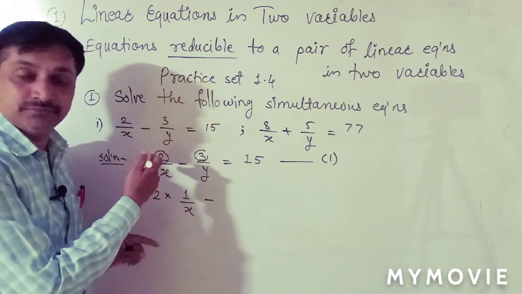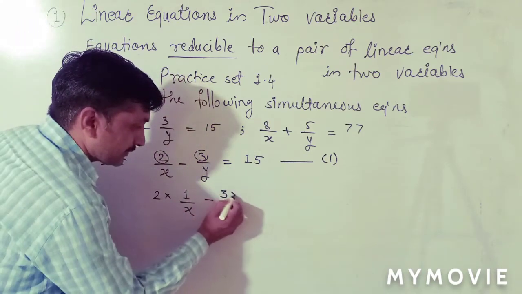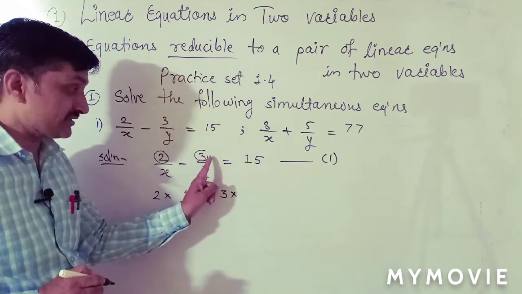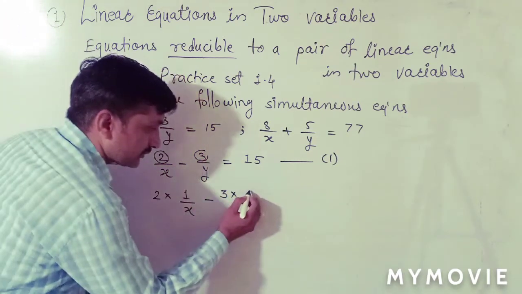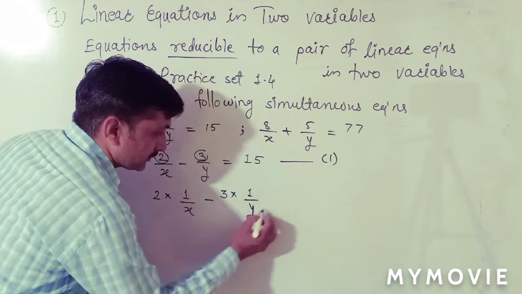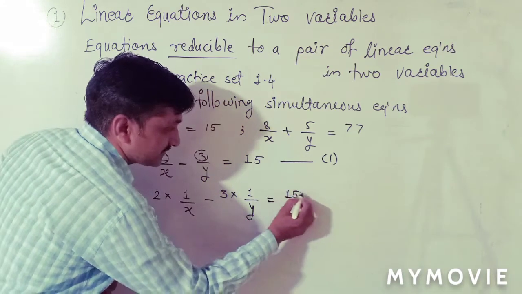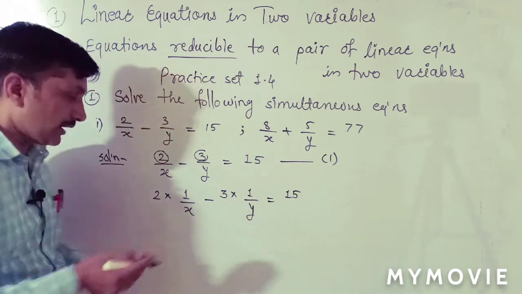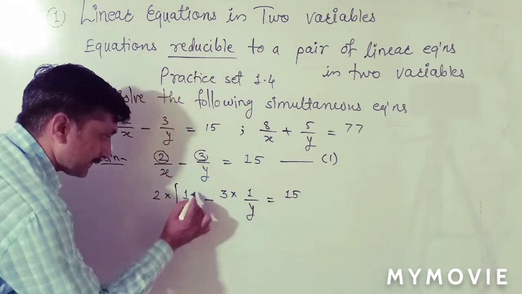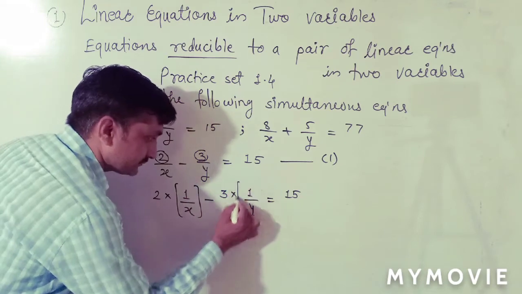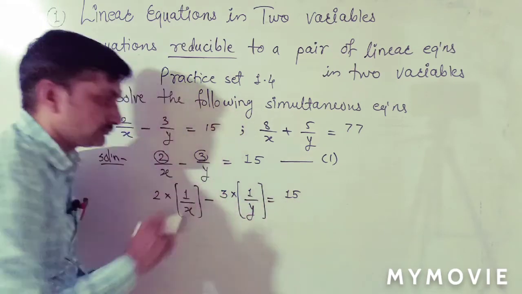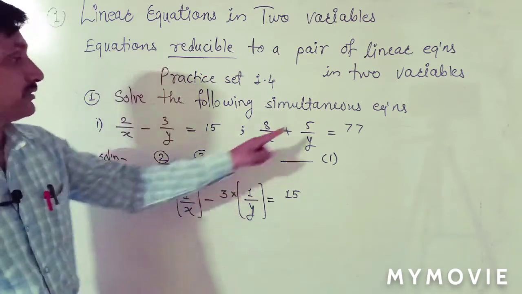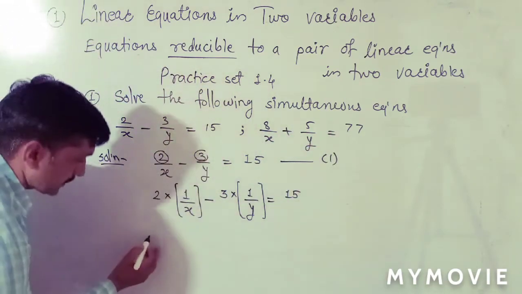Take 3 separate. Minus 3 multiplied by, if we take 3 separate, then what is left here as a numerator? 1 upon y is equal to 15 as it is. We separated both the numerators and after that I put these fractions in brackets. That is the change.